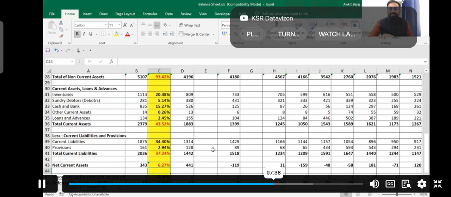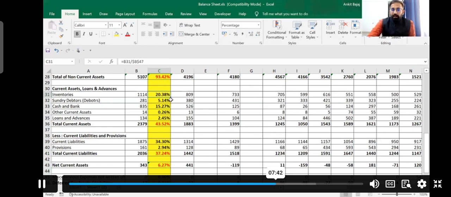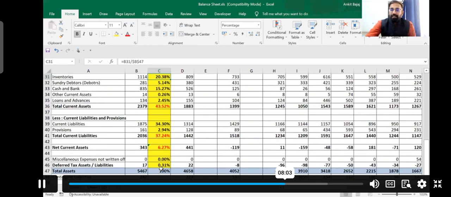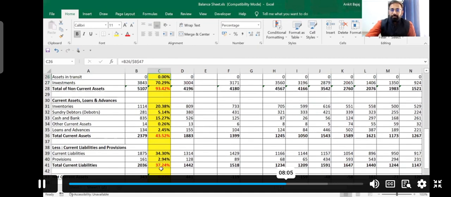If on the current asset side I'm showing inventory, how much inventory am I showing here? Let's assume it is 20 rupees out of 100. We are investing 20 rupees in inventory, but there are creditors who are giving me credit of 34 rupees, right? That is the reason I am able to manage my working capital, and working capital is the difference between current assets and current liabilities, right? So this is how we will analyze the weightage of current assets and the weightage of non-current assets.